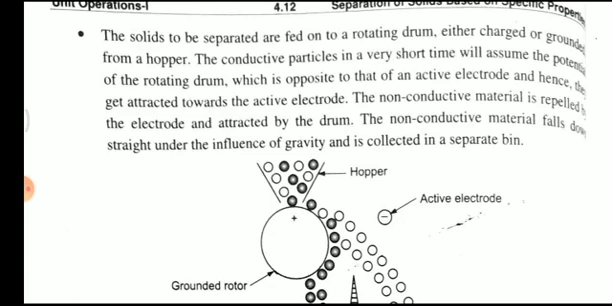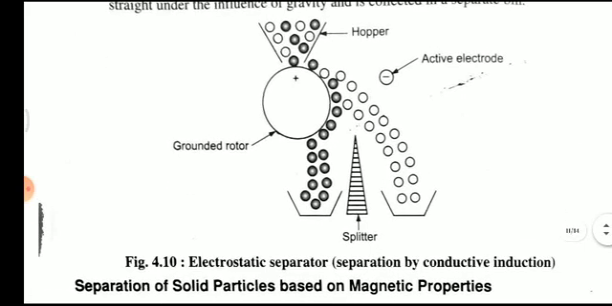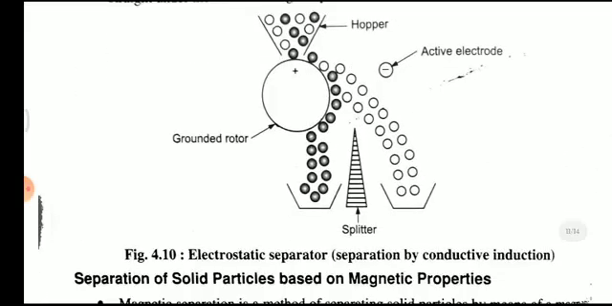So the non-conductive materials fall down straight under the influence of gravity and are collected in a separate bin. So these are the working principles of the electrostatic separator.